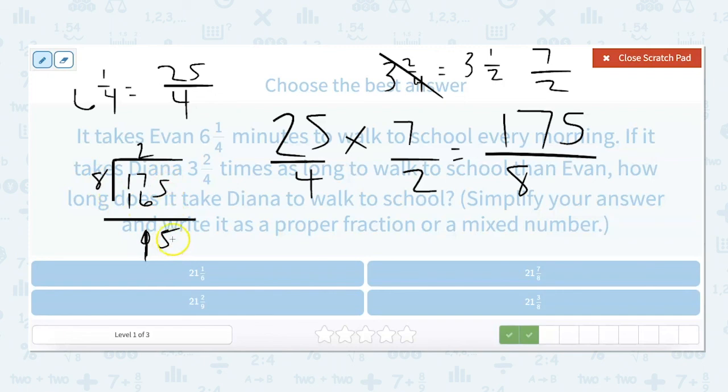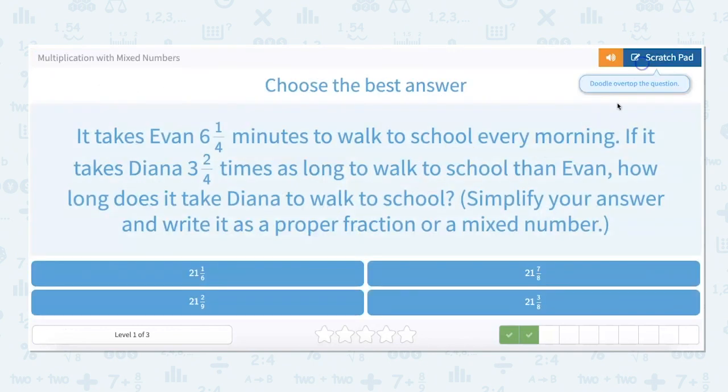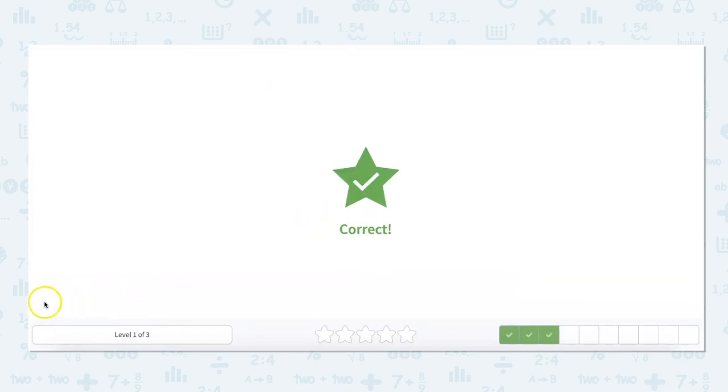Okay, so 8 goes into 15 one time. 8 times 1 is 8. 15 minus 8 is 7. So we have 21 as our whole number. Our remainder is our numerator, so 7. And we keep our denominator as 8. So 21 and 7/8. Correct.